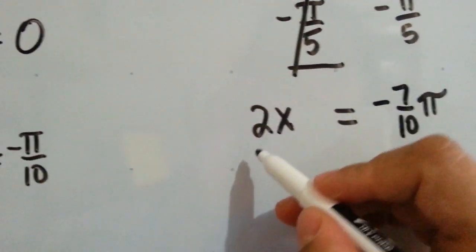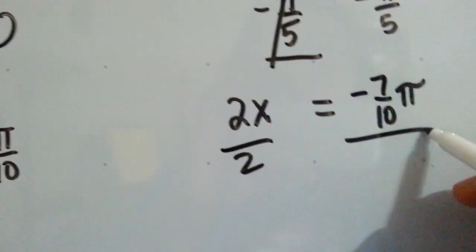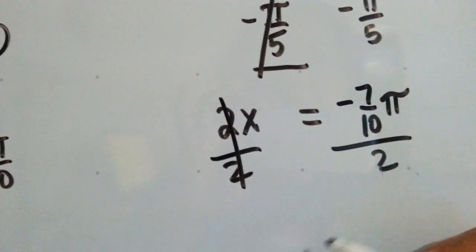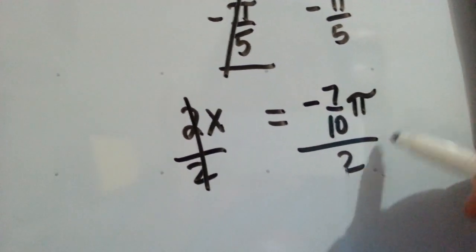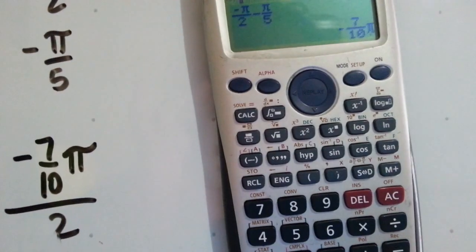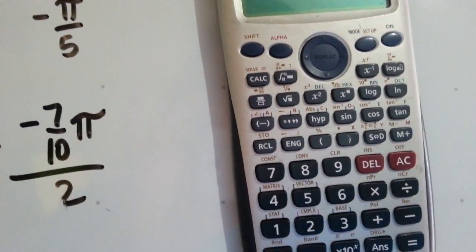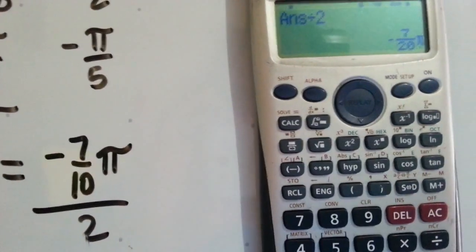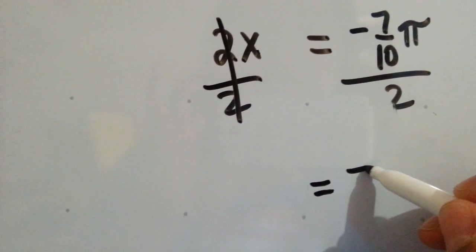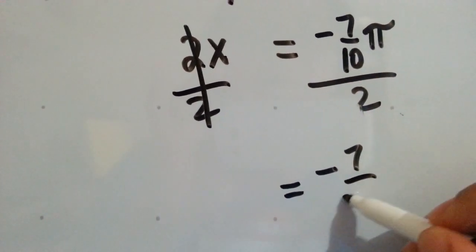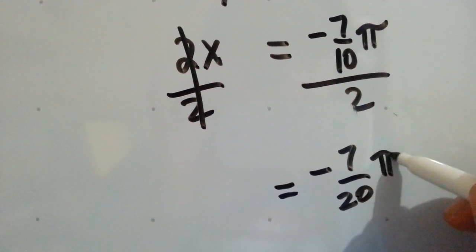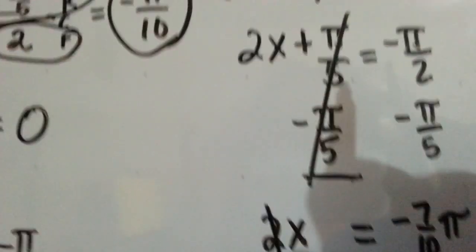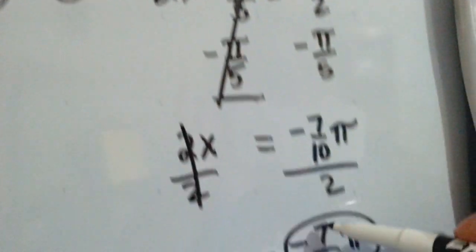Okay, and then we have to divide by 2. And of course you can keep change, flip, or you can just say on your calculator divided by 2, and you get negative 7 over 20 pi. So that's the left asymptote.